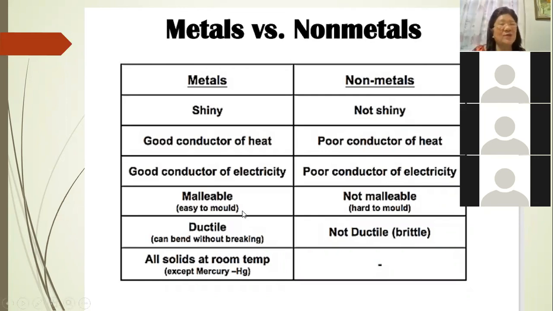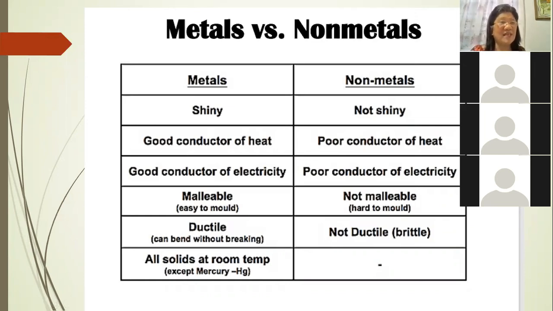What is malleable? It can easily be molded. That is a metal. A non-metal is not malleable. For instance, copper wires can be shaped. Then, ductile. Ductile means it can bend without breaking. A metal can be bent and will not break. The non-metal is non-ductile, it's brittle.